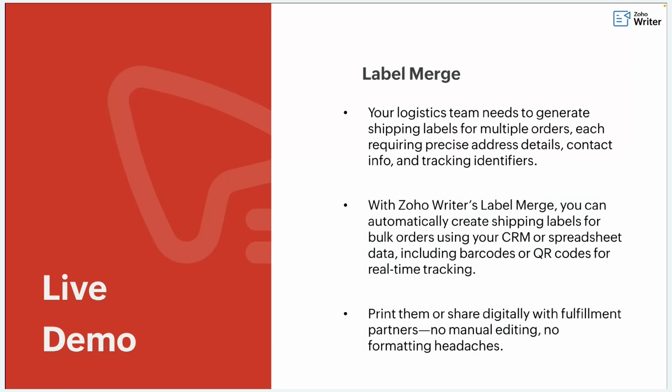Well, this is exactly where label merge templates come in handy. You can pull data directly from your CRM or spreadsheet and auto-generate shipping labels in bulk. You can also add barcodes or QR codes for real-time tracking. Once generated, you can either print them or share them digitally with your fulfillment partners. So there is no more copy pasting or reformatting. This is accurate, fast, and fully automated as well. Let me show you a quick demo on label templates.